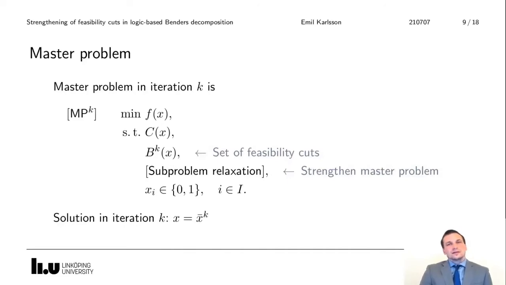If we look at the master problem and subproblem, first the master problem in iteration k looks as follows, where B_k(x) is the set of feasibility cuts. But we can also choose to strengthen the master problem with a subproblem relaxation, as shown here. We let the solution to this master problem in iteration k be denoted x-bar^k.